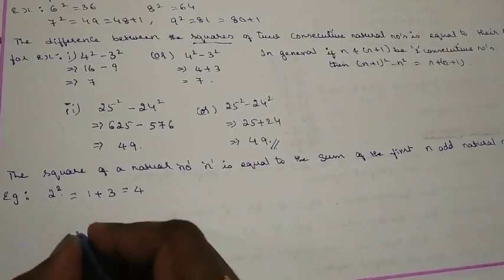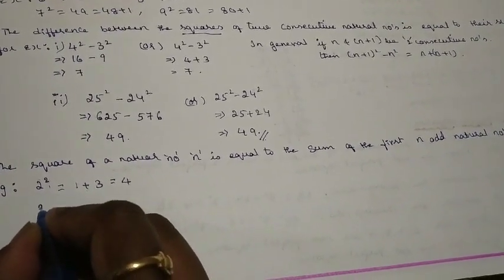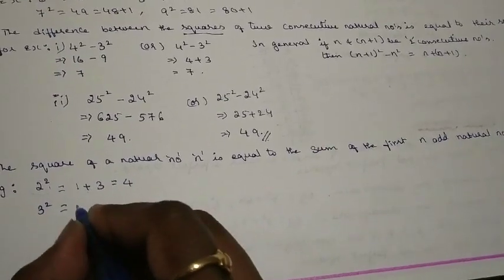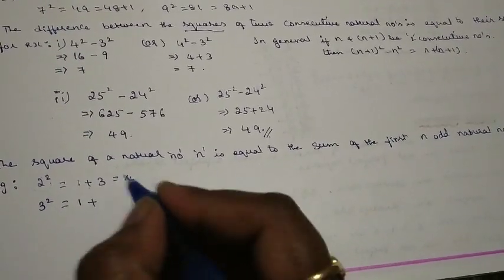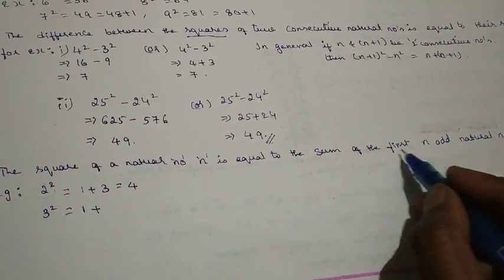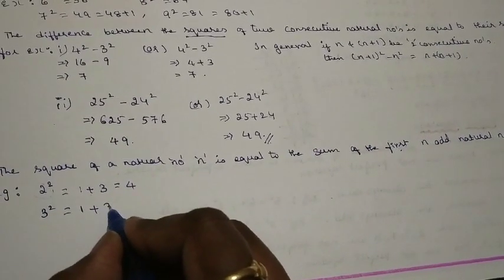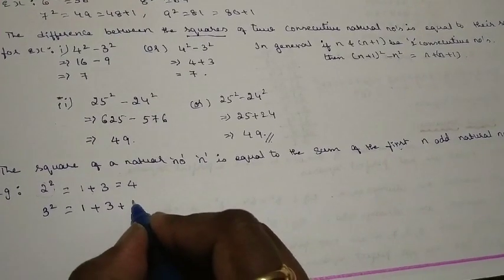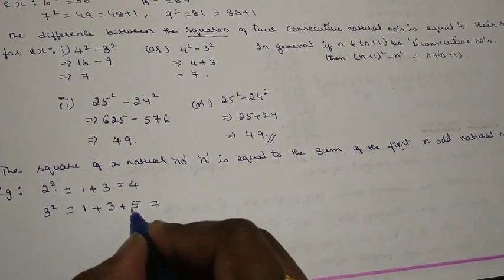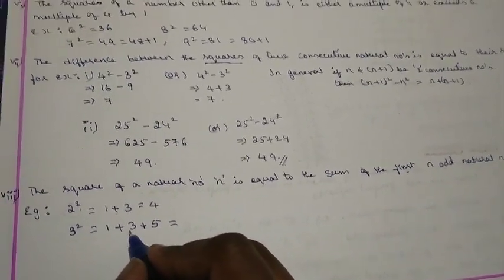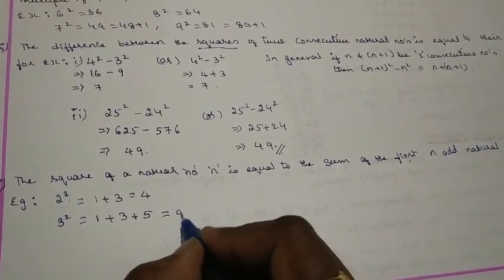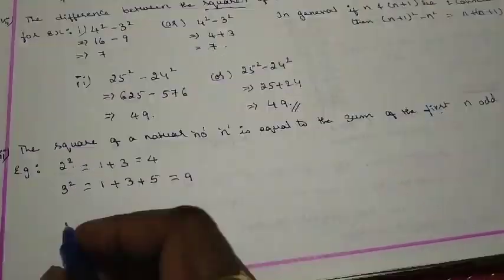How many odd numbers have I taken? 2. Suppose I go with 3 square. For 3 square, I have to take 3 odd numbers, the first odd numbers from the start. So 1, 3, plus the next odd number, 5. 3 plus 5 is 8, 8 plus 1 is 9. We know that 3 square is equal to 9.